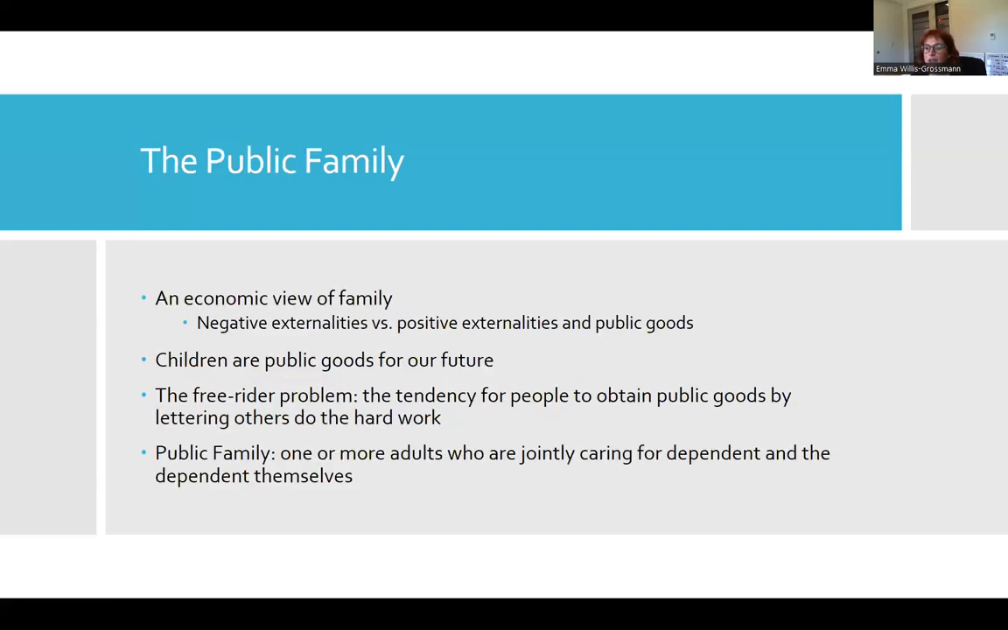Okay. So when we look at the public family, we need to think about how the government and economic policies would define or look at a family. So economists who specialize in public welfare tend to look at families through externalities. So there are negative externalities, which occur when an individual or business produces something that is beneficial to itself but imposes negative costs onto others.